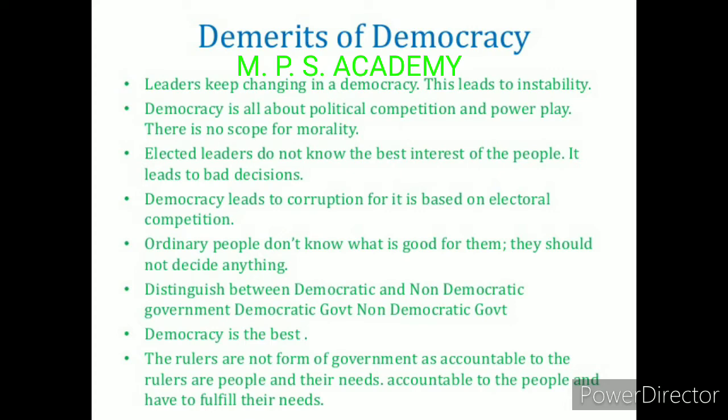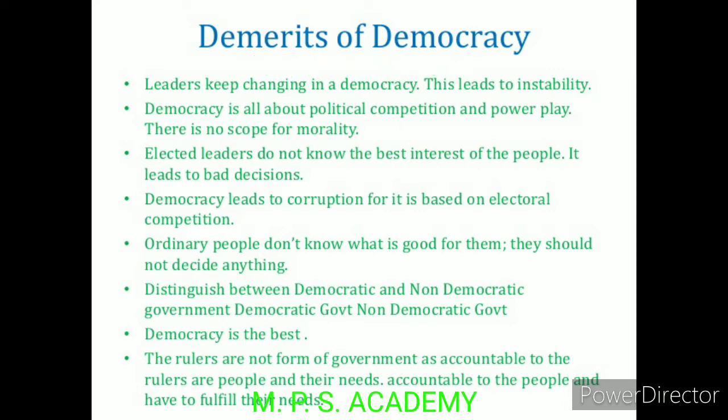Elected leaders do not know the best interest of the people. It leads to bad decisions. Okay, ordinary people don't know what is good for them. They don't know how to decide. They don't know how to distinguish between democratic and non-democratic government.